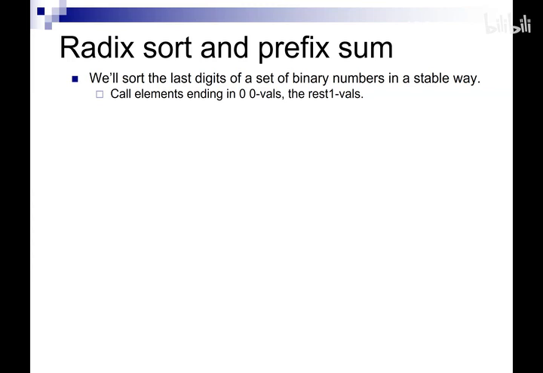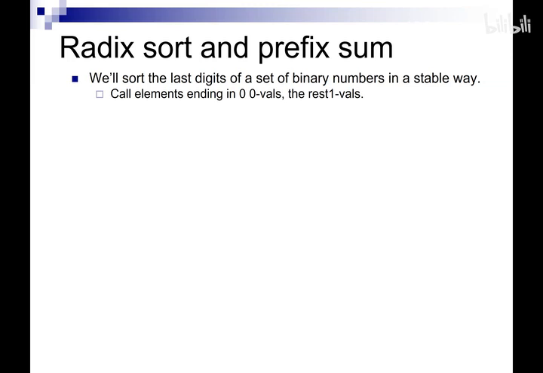What we're trying to do is this: as long as we can sort one particular digit of a set of numbers, then we can just apply the same method to all the digits, and we'll get a radix sort. So we'll just focus on sorting one of the digits of a set of numbers. We're going to assume these are binary numbers, so all of the digits are zeros or ones. We're just going to focus on sorting the last digit in a set of binary numbers, and we want to sort these in a stable way.